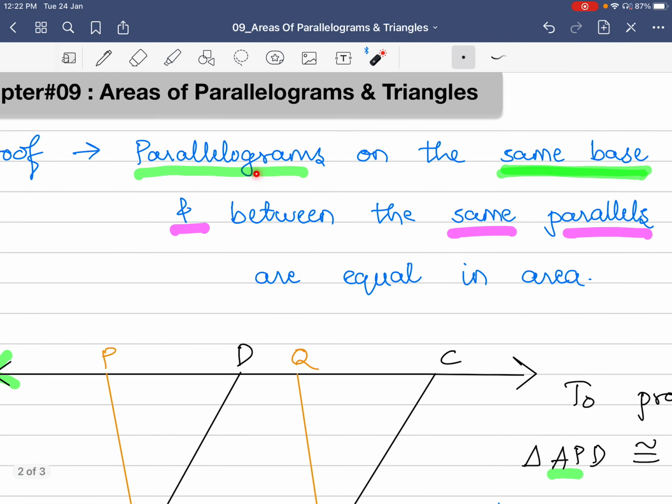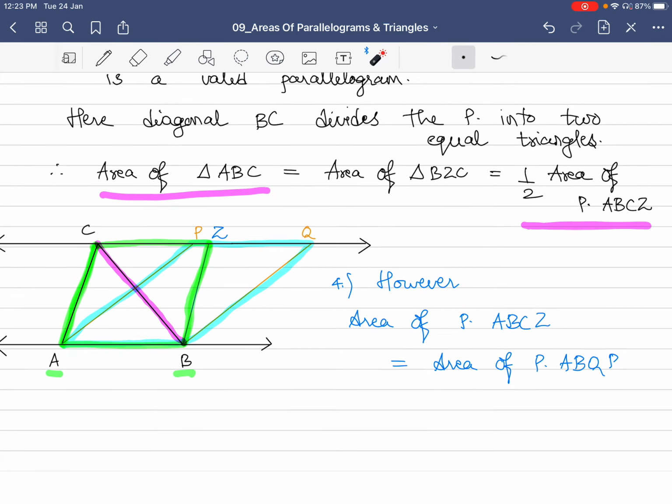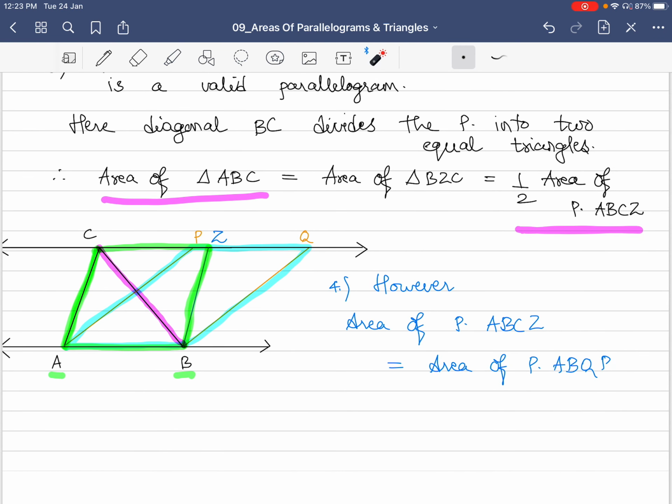Let me read it out. Parallelograms on the same base and between the same parallels are equal in area. We have proved this in the previous video. So here we can see we have two parallelograms which satisfy this property. The one is highlighted in green, ABZC, and the other one in blue, ABQP. So parallelogram ABCZ will have the same area as parallelogram ABQP. This is the point that we are going to substitute in this equation.